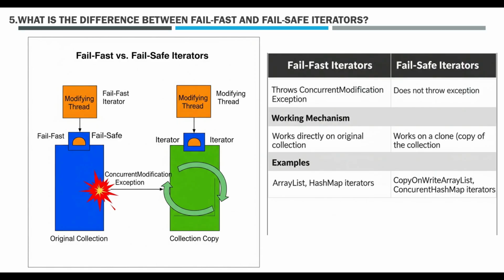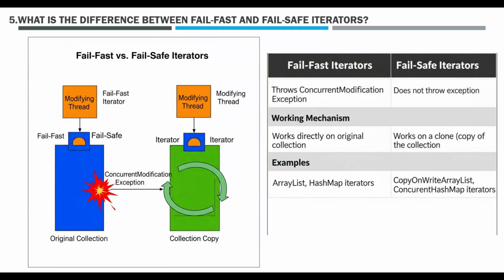Now if you compare the fail-fast iterators, they are going to throw the ConcurrentModificationException immediately if you try to modify the structure internally. So let's say you are trying to add something or remove something by another thread while you are iterating using one thread. This works directly on the original collections. For example, you are iterating over an ArrayList or a HashMap, and that's how the ConcurrentModificationException is thrown.